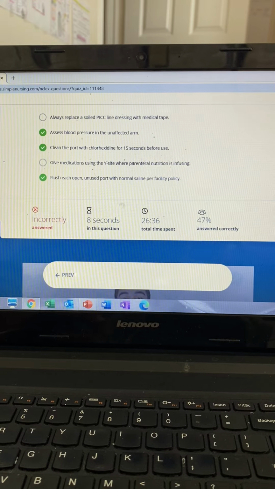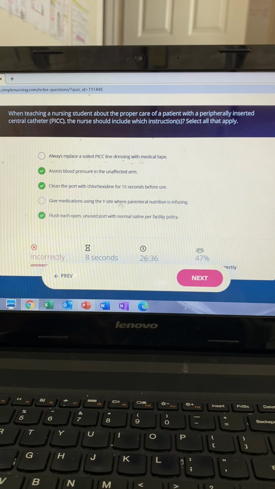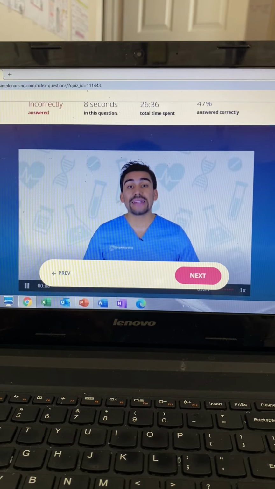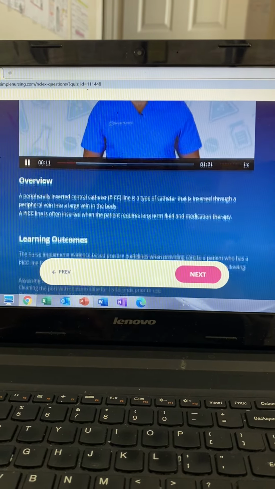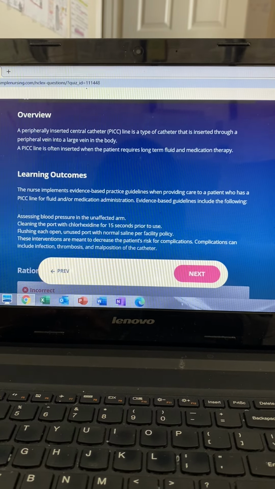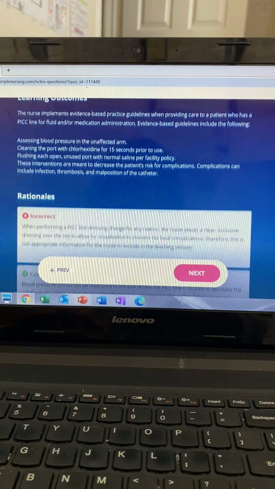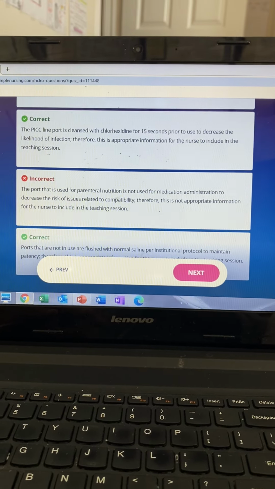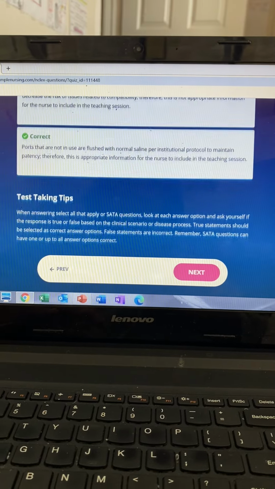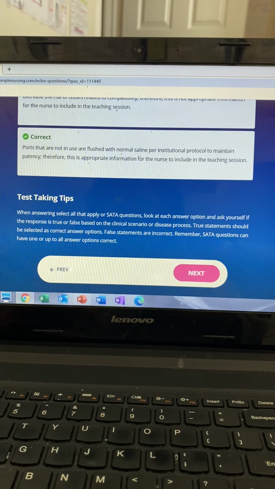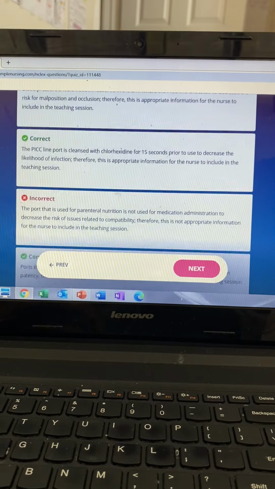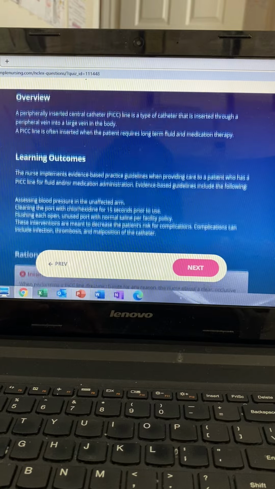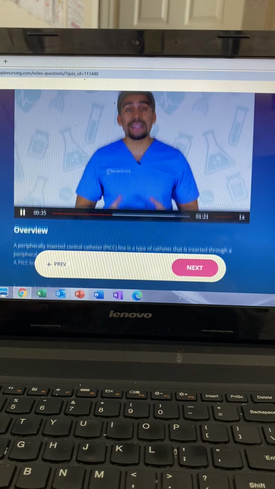Now, using our 3 steps, let's break this down. This question is asking what instructions to include for the key problem, PICC line care and teaching. So before looking at the options, I'm already thinking, guys, no IV and no blood pressure in that arm with the PICC line. And always keep that PICC line clean because it's a huge risk for infection with any PICC line or even CVC. So solutions we're looking for are correct actions so that this patient and this line are kept intact and infection-free. So option number 1 is incorrect.